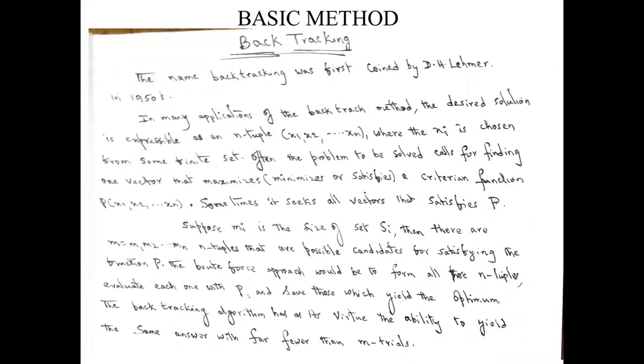The backtracking method produces the desired solutions. Here also we show the desired solutions in terms of n-tuples, like dynamic programming. In dynamic programming we represented all the solutions of the problems in terms of x1 to xn. Suppose you see the 0/1 knapsack problem, we represent all the solutions in terms of x1 to xn. Here also the desired solution can be represented as an n-tuple x1 to xn, and each xi we can choose from some finite set of items.